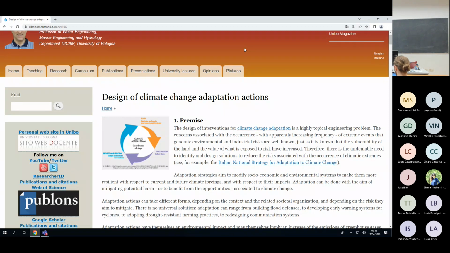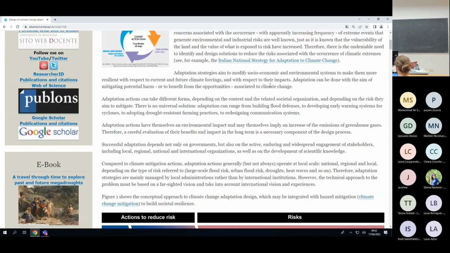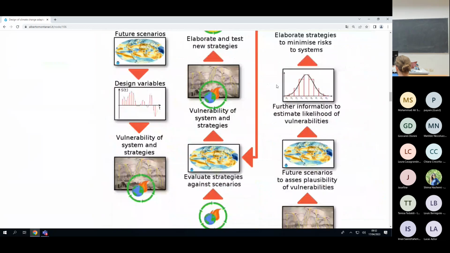Today we focus on design of climate change adaptation actions, and this lecture is a bit overlapping with something that we already did and something that we will do in May. I will highlight the overlaps and I will either skip them or go through them very quickly. Let me open now the PowerPoint.